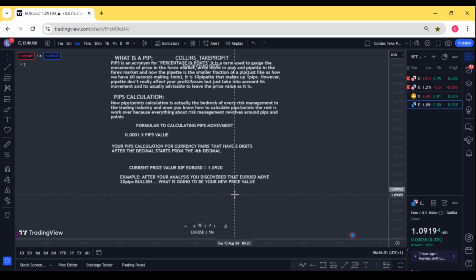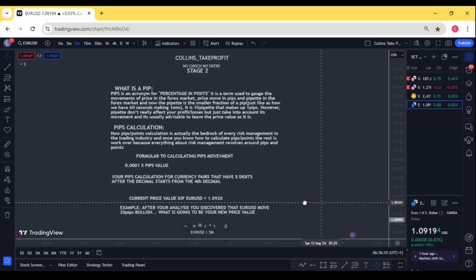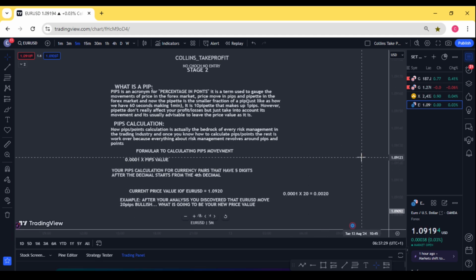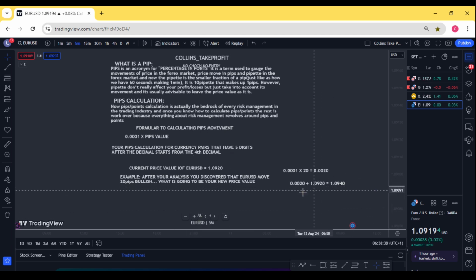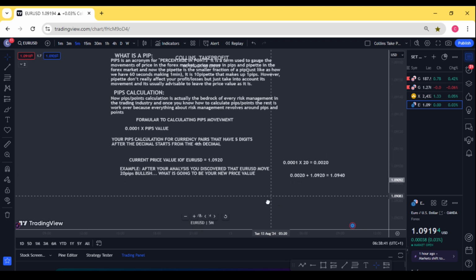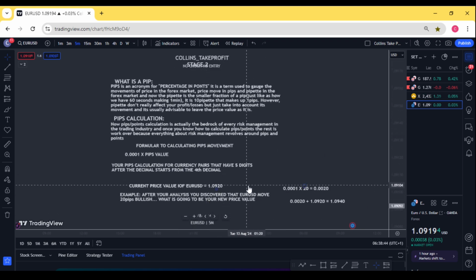After analysis you discover that Euro USD moved 20 pips bullish. What is going to be your new price value? It's as simple as ABC. All you need to do is follow this formula. First, multiply your pip value: 0.0001 multiplied by 20 pips gives you 0.0020. Now add this 0.0020 to the previous price value, which is 1.0920, and the new price value is going to be 1.0940. That's your new price value if Euro USD moved 20 pips bullishly.